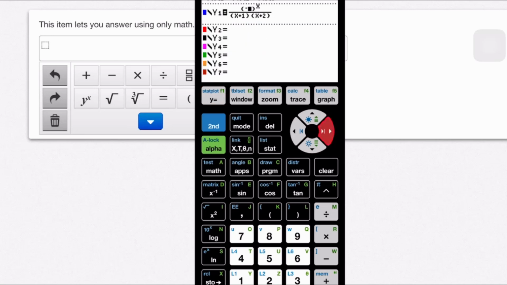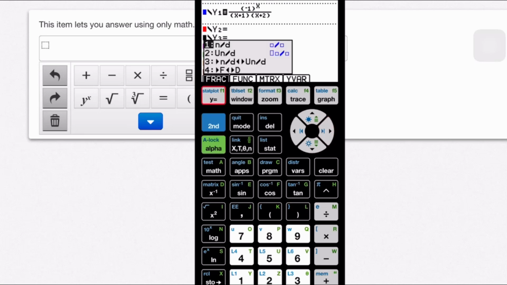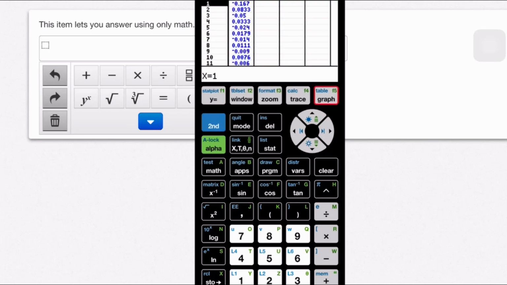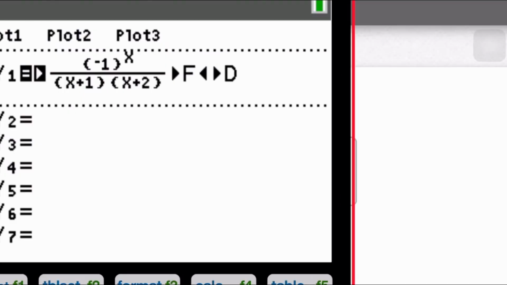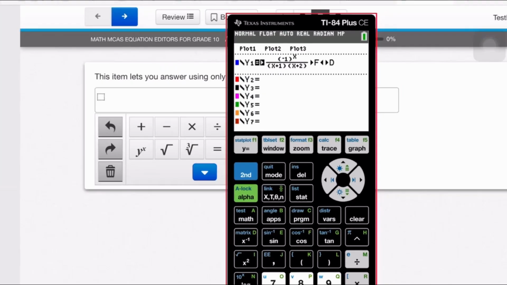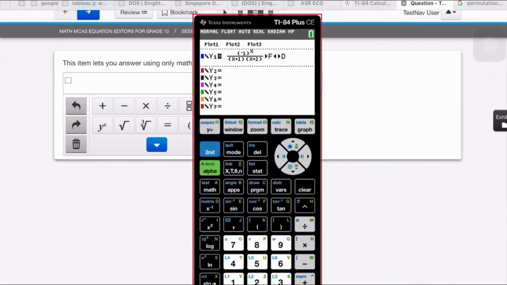Okay, let me try something first. Yeah, can. I do this. Can you see what I do? This one, the fraction to decimal thingy. Yeah, like that. If it's, yeah, no choice.